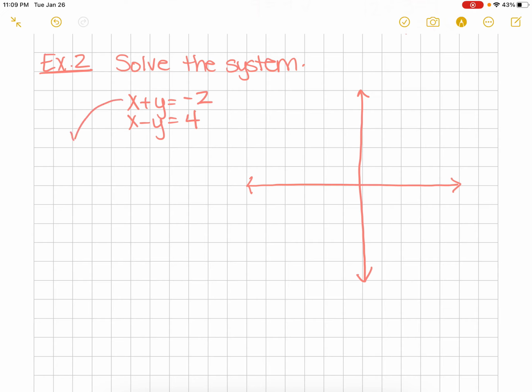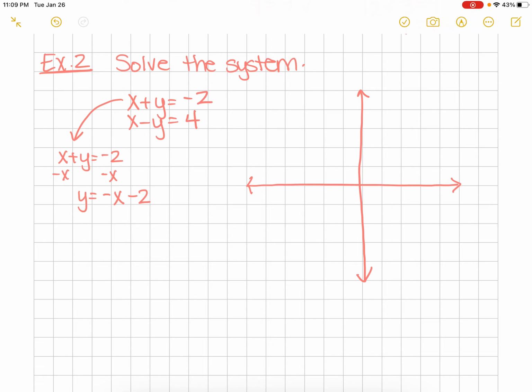I'm going to take this first one, and I'm going to change it into slope-intercept form. And this one is super easy. I just minus x on both sides, and I get y equals negative x minus 2. Okay, let's go ahead and graph this one before we go to the next one.